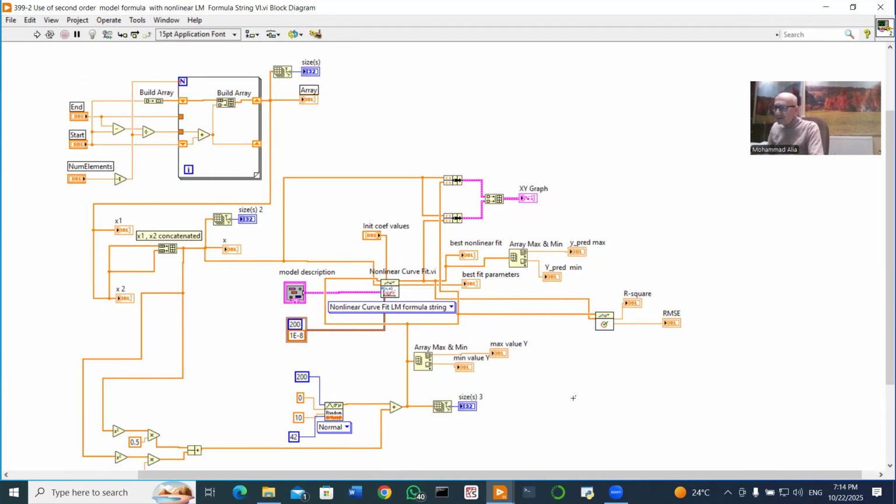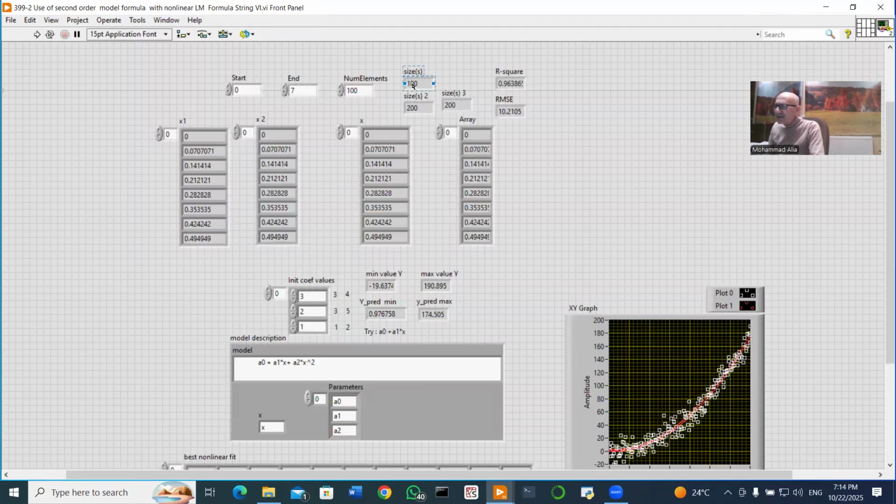Also, we have to generate a data set which has values of X1 or X1 and X2, or X if we only have X. What I have done really is generate, through this circuit here, an array. This array has a size of 100 elements. It begins with 0 and ends with value 7.